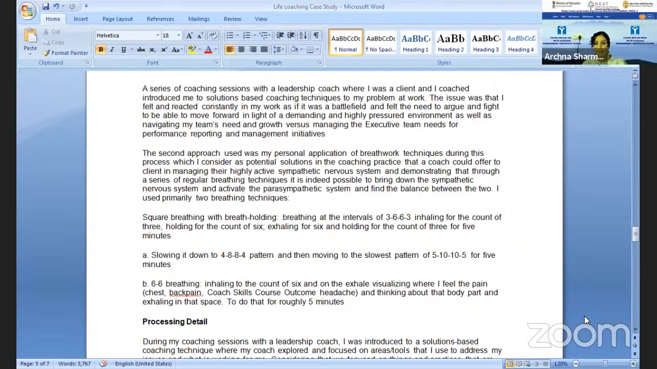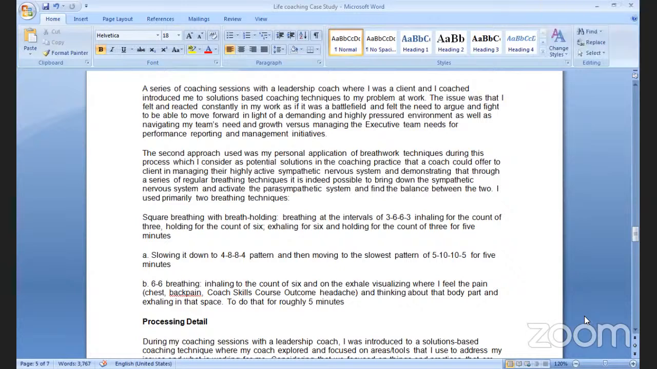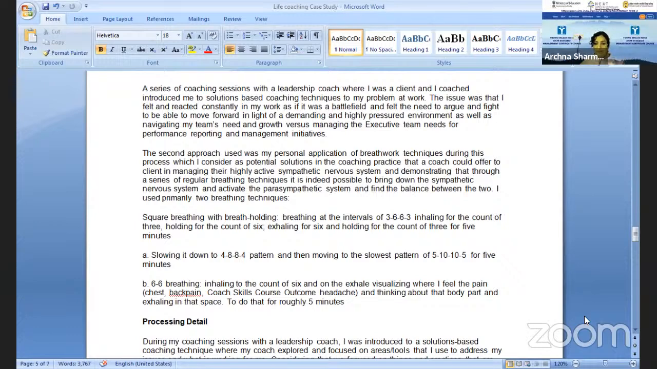That will keep your body comfortable. So people who are not facing a challenge holding it, do 5, 10, 10, 5. Inhale for 5, hold for 10, exhale 10, and hold for 5.